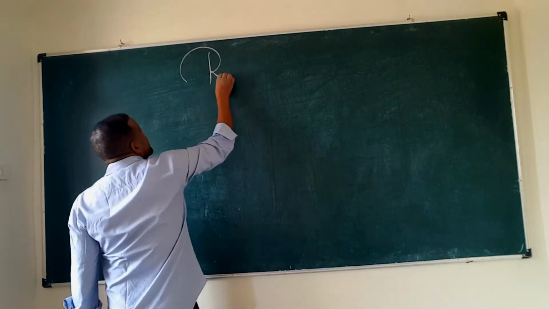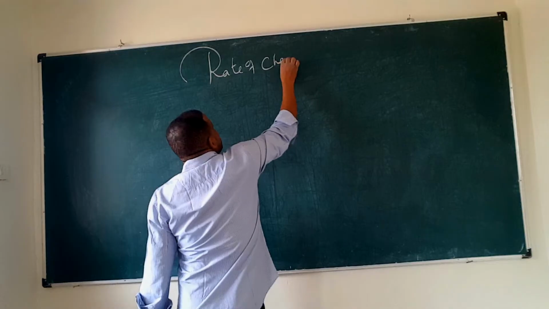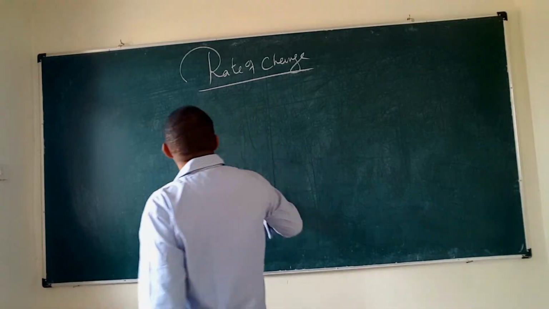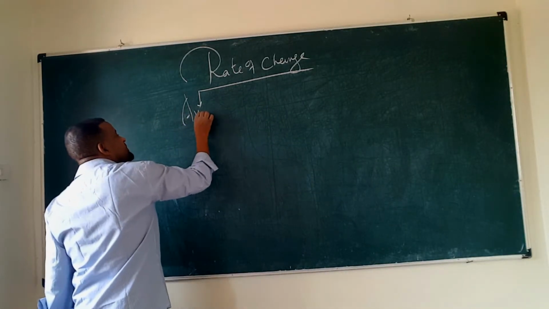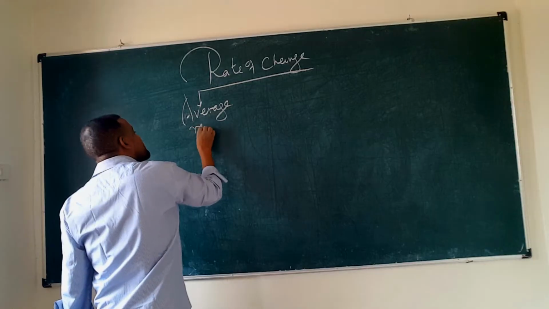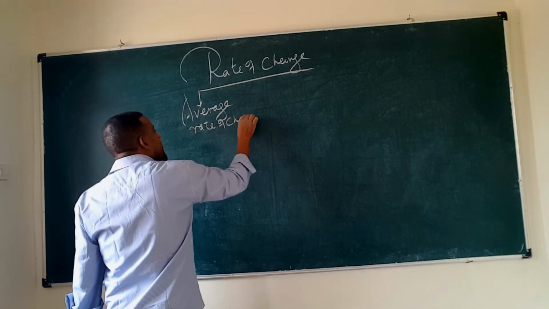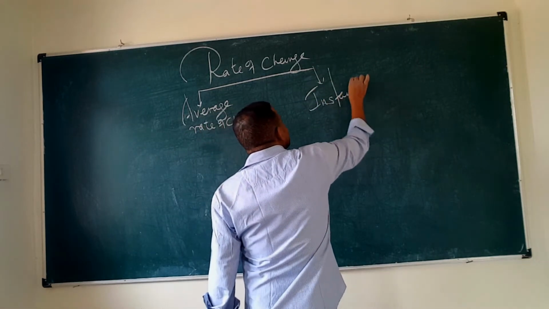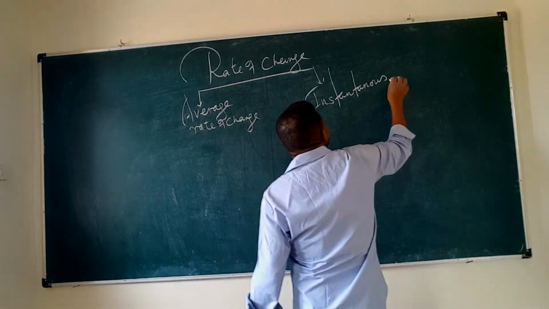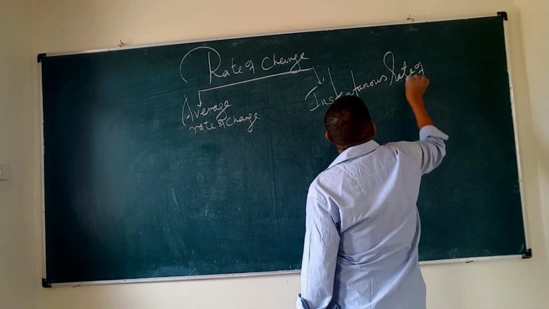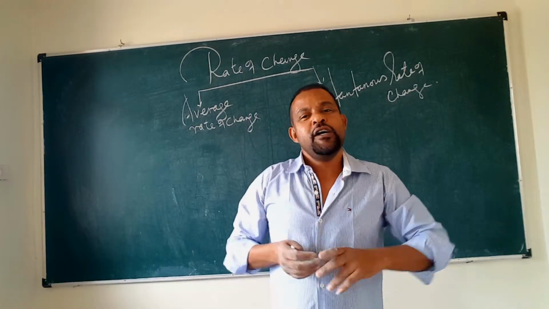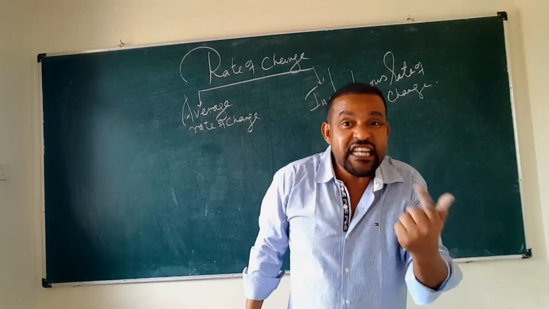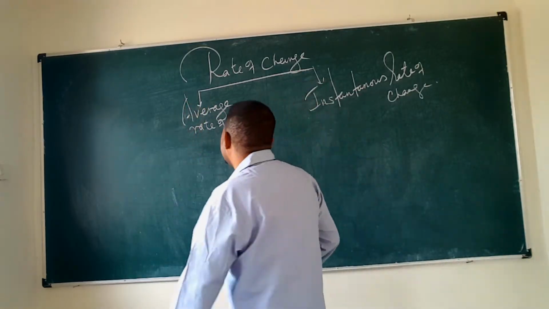So in general, rate of change will be classified into two parts. Rate of change can be classified into two kinds, right? Average rate of change and what? Instantaneous rate of change, right? Rate of what? Change. So rate of change in general በሁለት እንከፍለዋለን. There are two kinds of rate of change. The average rate of change and what? The instantaneous rate of change.